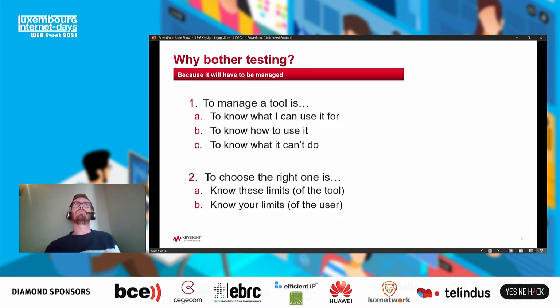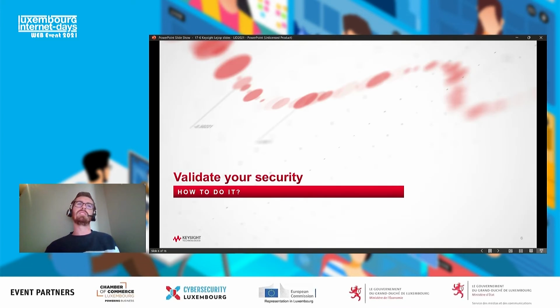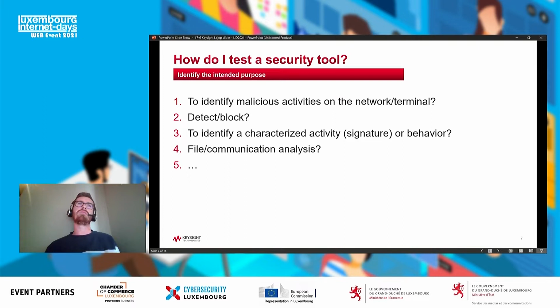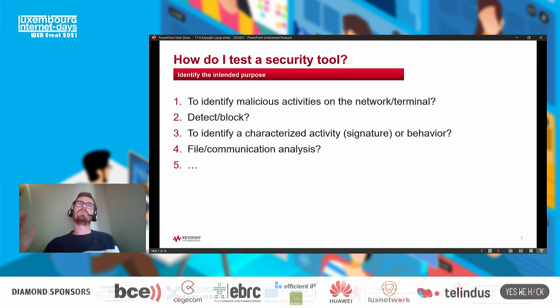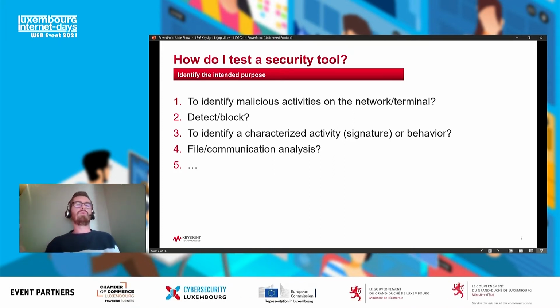Now the question is, what should I do to test the solution, to test the product? Because it can be very difficult sometimes to know how to do it. So here are some clues on how to do it. First, we need to identify the purpose of the product, what it will do, what I actually want it to do. It can be to identify activities on the network, or maybe on the terminal, on my laptop. Those are very different things.